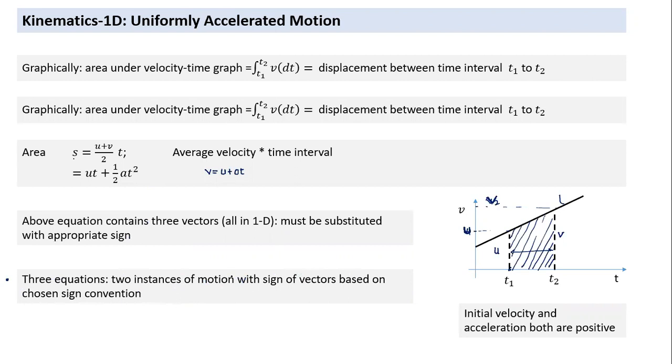So we have to choose a sign convention, unless it is defined in the question, unless it is a routine one. So all three quantities, if they are in the chosen positive direction, put as plus. If not, if they are in the opposite direction, substitute as a minus value.